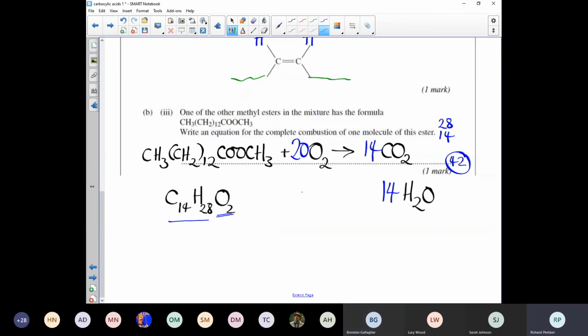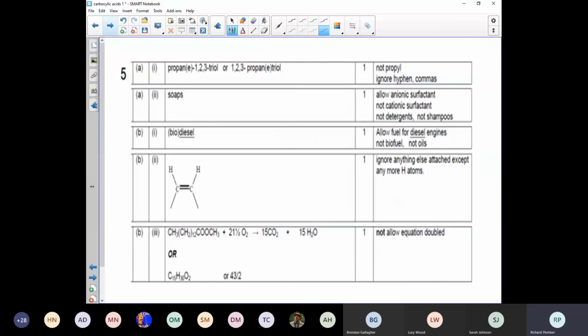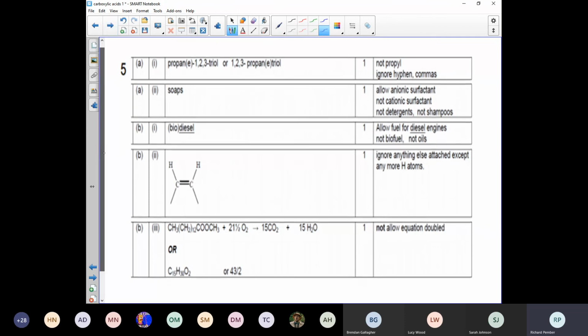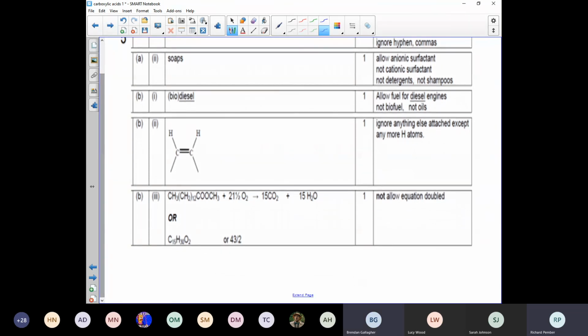So we should have that. Sorry, Richard, can you hear me? Let's have a look at the mark scheme. So propane-1,2,3-triol, so that's looking good. We've got the soaps, we've got the biodiesel, and hydrogens.